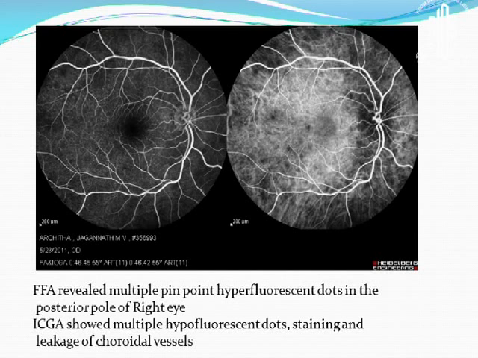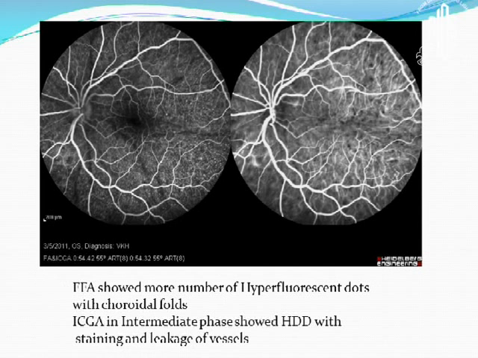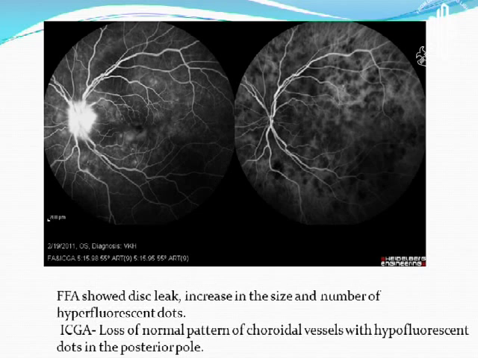Now coming to ICG interpretation. In the early phases, when compared to FFA, ICG showed multiple hypofluorescent dots and staining and leakage from the choroidal vessels. In the intermediate phase, ICG showed hypofluorescent dark dots with staining and leakage of the choroidal vessels, whereas FFA showed more hyperfluorescent dots with choroidal folds. In the late phase, FFA showed a disc leak and increase in the size and number of hyperfluorescent dots, whereas ICGA showed loss of normal pattern of choroidal vessels with hypofluorescent dots in the posterior pole.